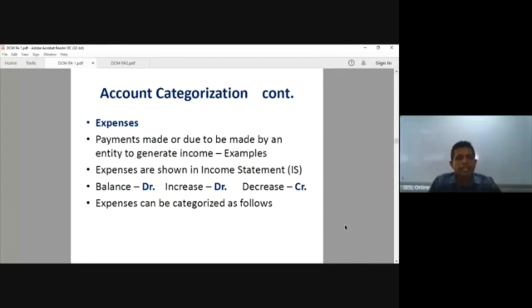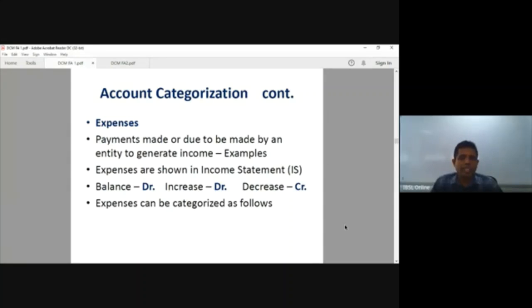Then expenses, very easy to identify. Expenses are payments made or due to be made by an entity to generate income. When you want to generate income, you have to incur expenses. In a normal business organization, the main income is sales. When you want to make sales, you have to purchase. Therefore, purchase is the main expense item. In order to generate income, you have to incur some expenses. Expenses are shown in the income statement or the P&L. Balance is debit, increase is debit, decrease is credit.